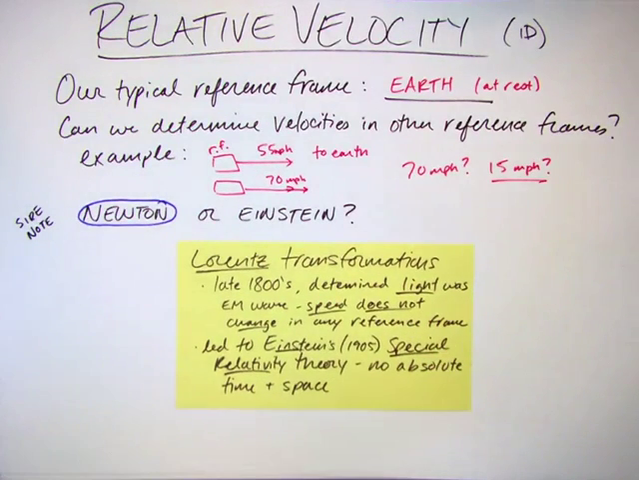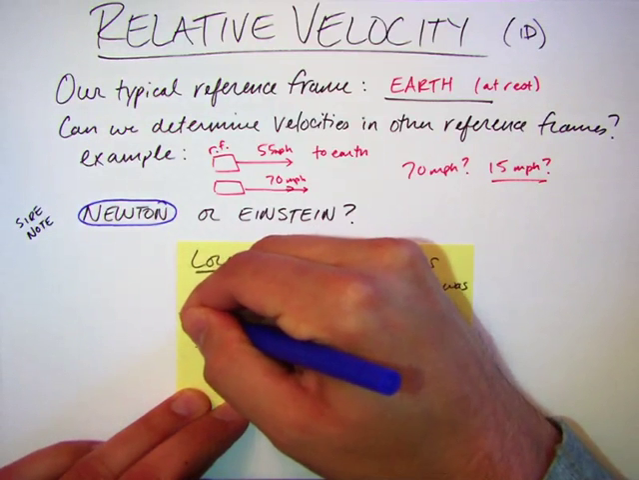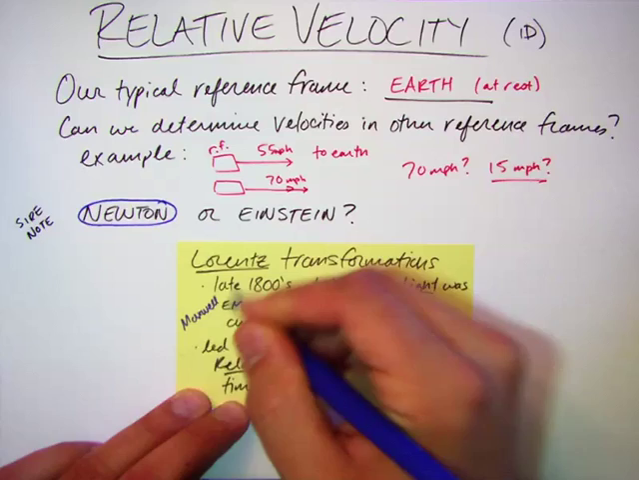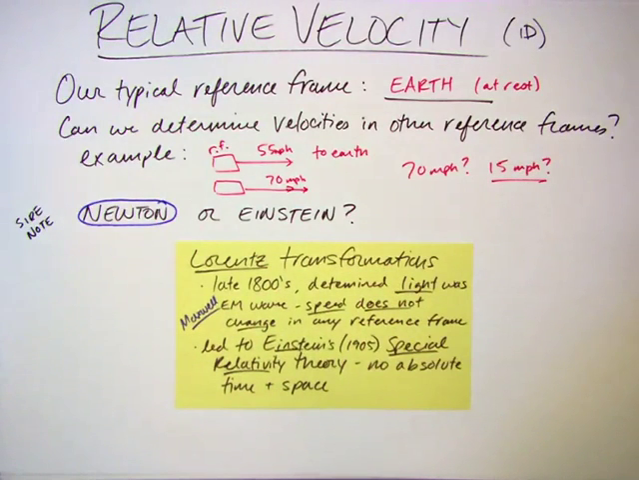If you've ever heard of a Lorentz transformation, or if you get to a physics course in college, those of you that are going to be engineers or physics majors or heavy science majors, you might take a course where you learn a little bit about special relativity. So what happened in the late 1800s was that they determined that light was actually an electromagnetic wave. This was James Clerk Maxwell, in the mid-1800s. We'll learn about that second semester. And they began to realize that the speed of light didn't change in any reference frame. It didn't matter if you were moving or not moving relative to the Earth, you would always measure the exact same speed of light.